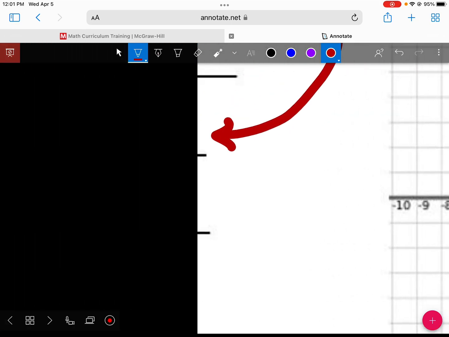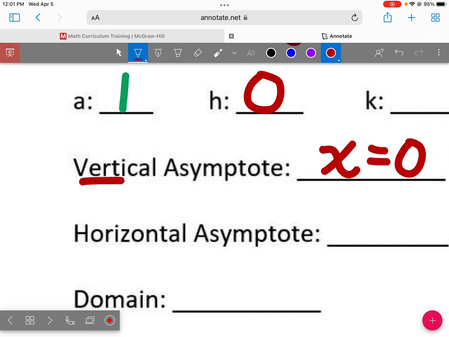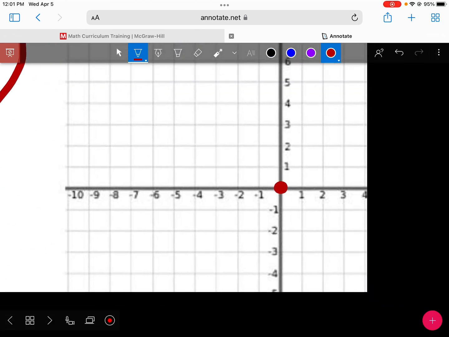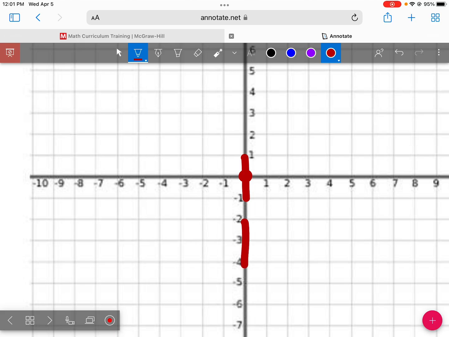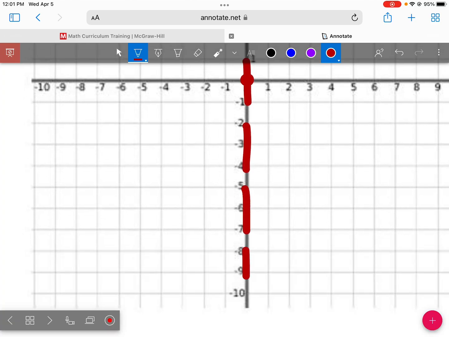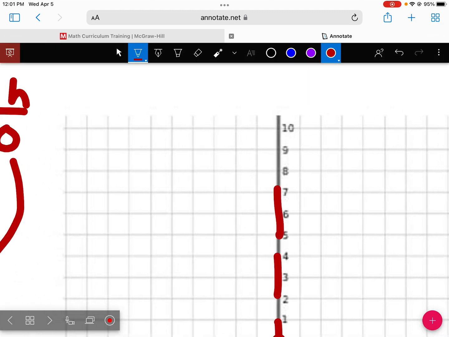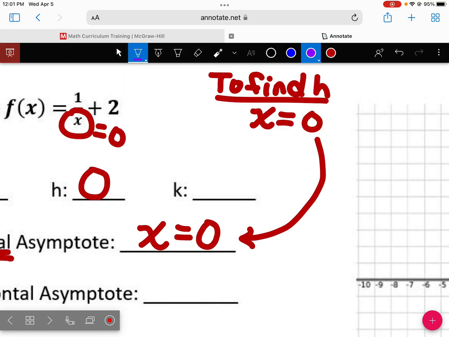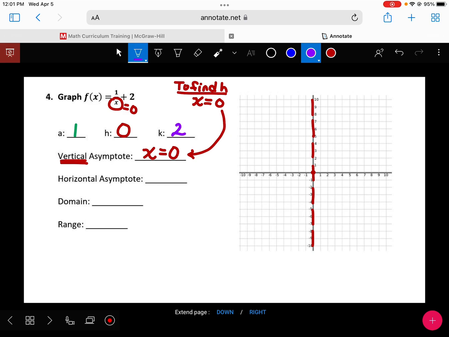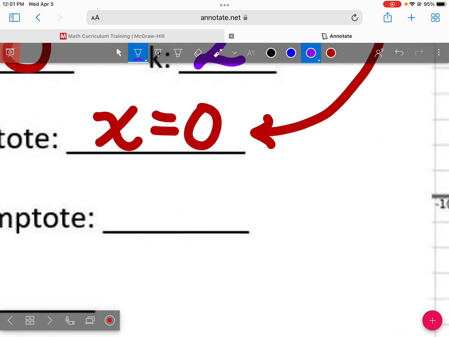Vertical. We're going to do a vertical line through that. So it's going to go up and down like this right here. What's our K value? K is 2. So what's the horizontal asymptote?